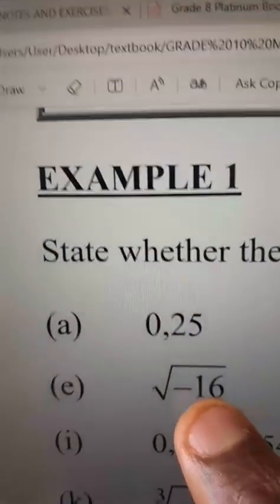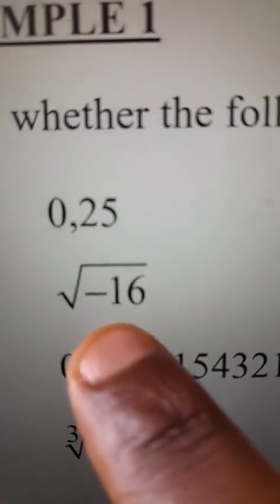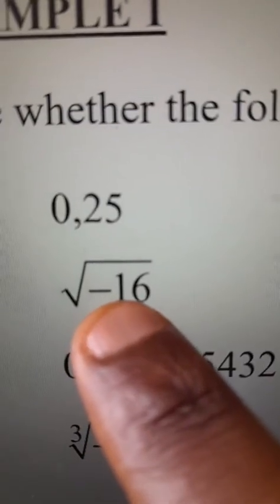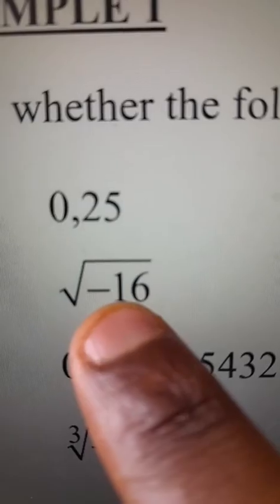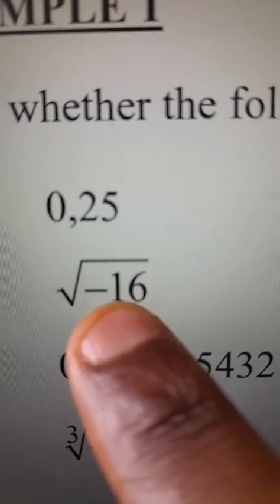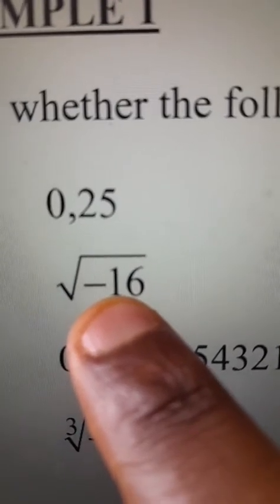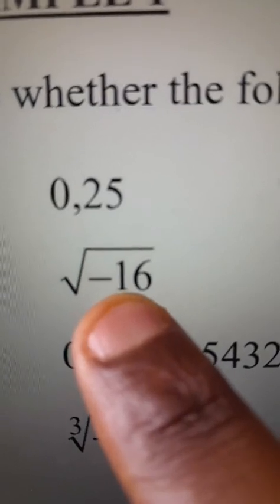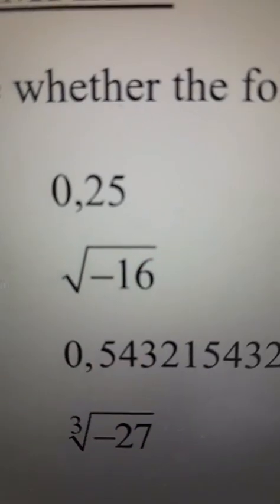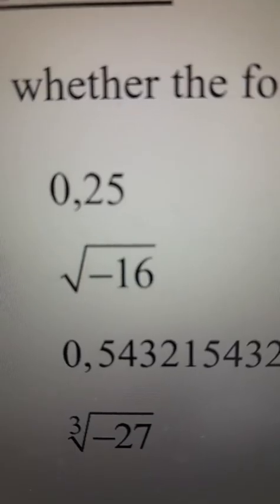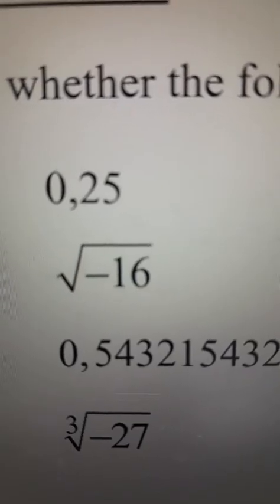Remember, guys, it's neither. This does not qualify as a rational number, it does not qualify as an irrational number, it qualifies as non-real. It's not a real number, it's a non-real number or imaginary number.